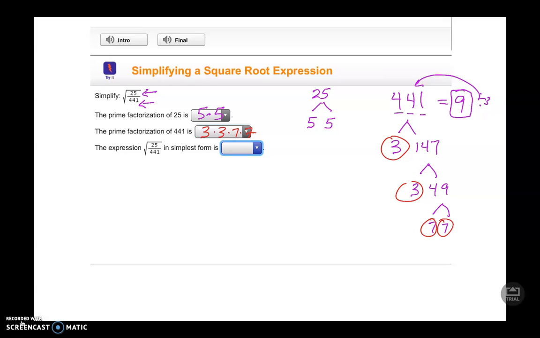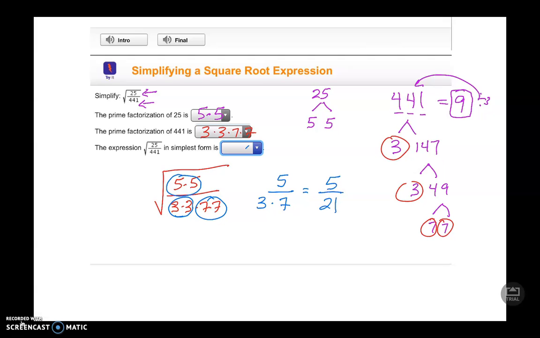So the prime factorization of 441 is 3 times 3 times 7 times 7, because we have 2 3's and 2 7's. Now in its simplest form, we can rewrite this as the square root of 5 times 5 over 3 times 3 times 7 times 7. One thing that I like to remember is that for every pair underneath the radical, one of them comes out. So if I have 5 times 5, then a 5 comes out. I still have my fraction sign here. I have a pair of 3's and a pair of 7's, so 1 3 and 1 7 comes out. And so our final answer is 5 over 21, which is the simplest form.